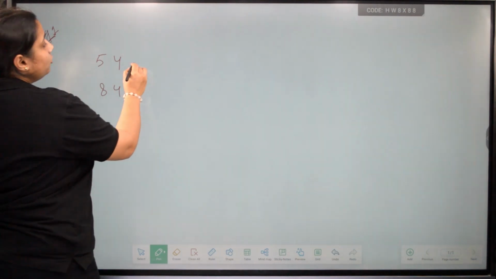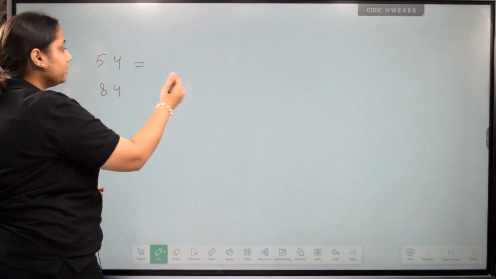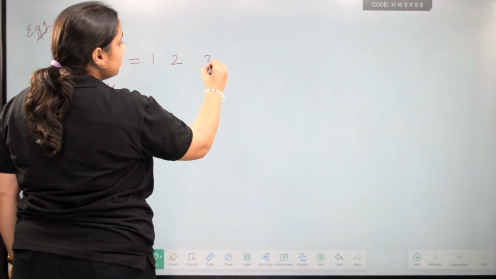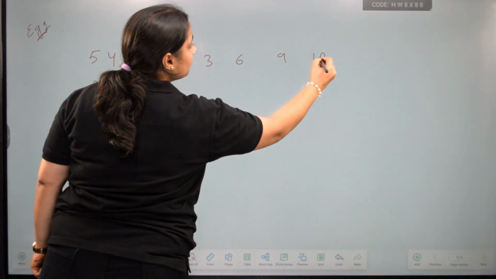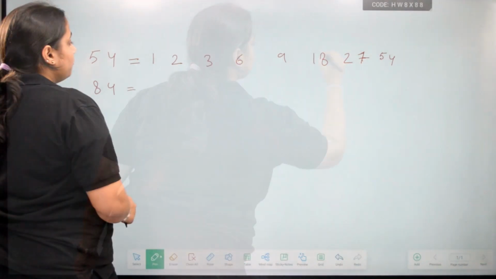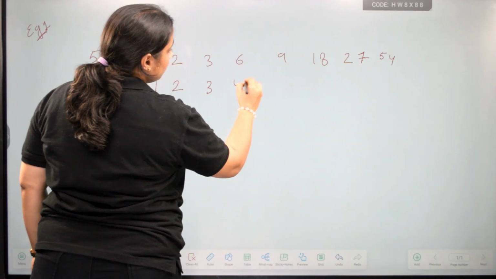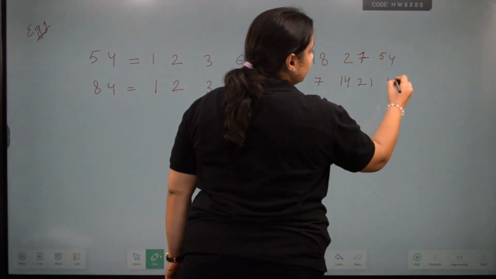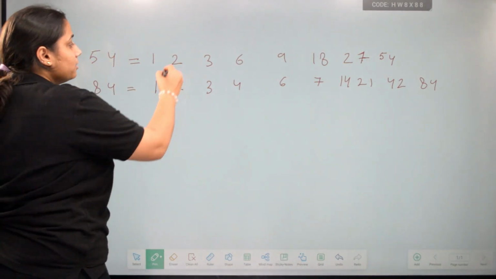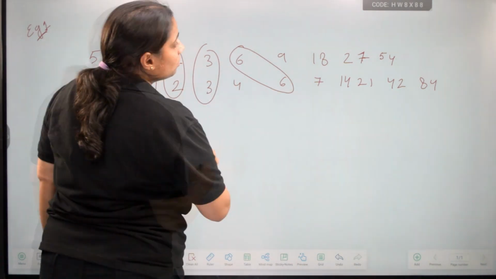For this, we have to write the factors of 54 and 84 separately. So the factors of 54 are 1, 2, 3, 6, 9, 18, 27 and 54. Factors of 84 are 1, 2, 3, 4, 6, 7, 42 and 84. Now selecting the common factors here, 2, 3, 6, only this much.